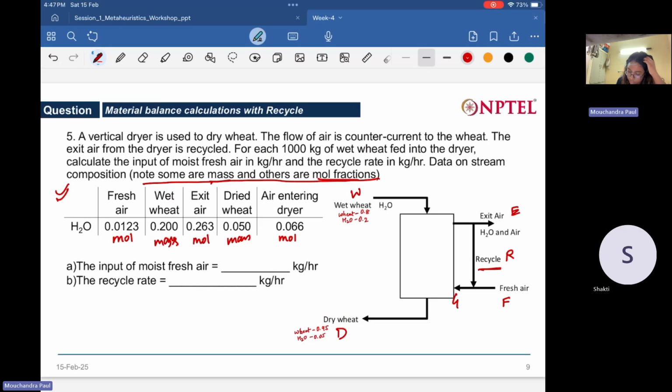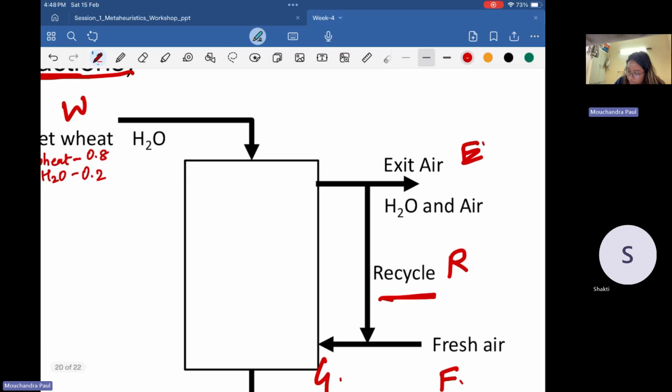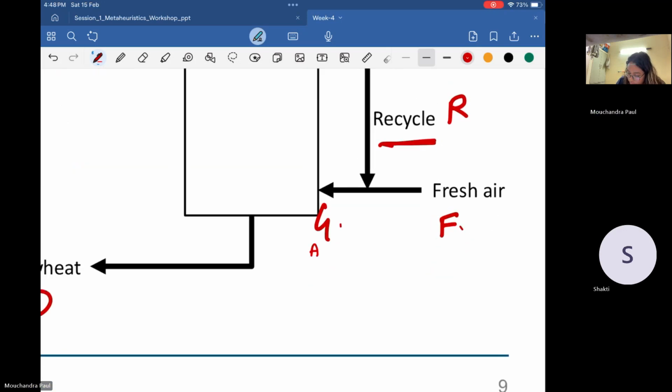What else? The air components are given to us for E, G, and F. Water components and air components are given to us, but in mole fractions. So first let me convert into mass fractions and then we'll fill the values here. We have to fill the values of mass fractions for air and water, here also air and water.